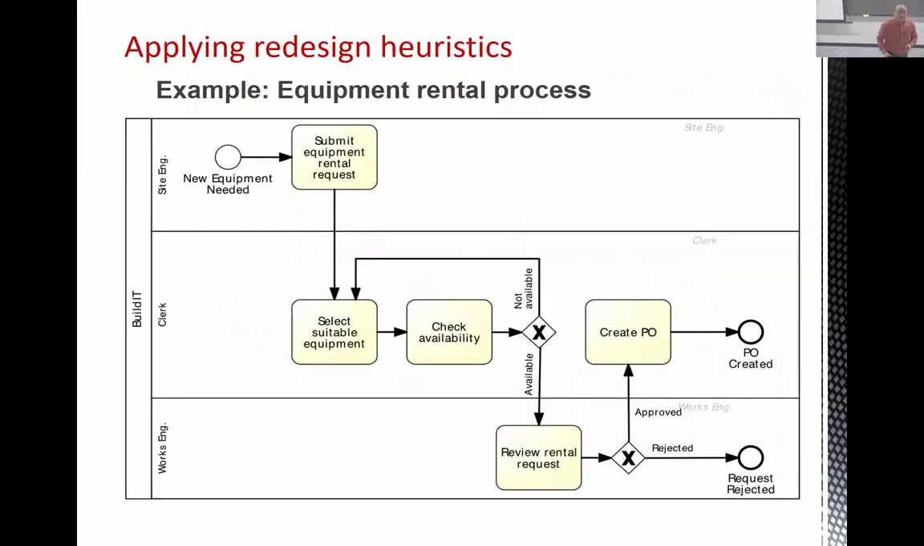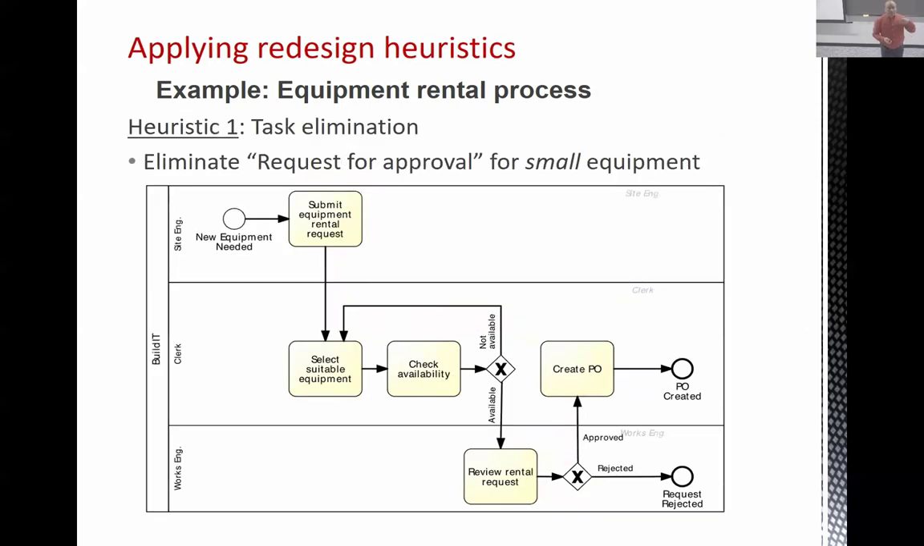To conclude today's lecture, and I know I'm a little bit late, let me take back the example of the equipment rental process at a construction company that we have seen before, where a site engineer needs to hire some equipment, submits an equipment rental request, which is reviewed by a clerk who finds the right equipment, maybe has to iterate with multiple suppliers to find the right equipment, and passes it on to the works engineer, who is the one who has the budget, who approves the rental request or rejects it. And if they approve it, the clerk creates a purchase order and the process continues, and so on. So here there is an excellent opportunity for using task elimination.